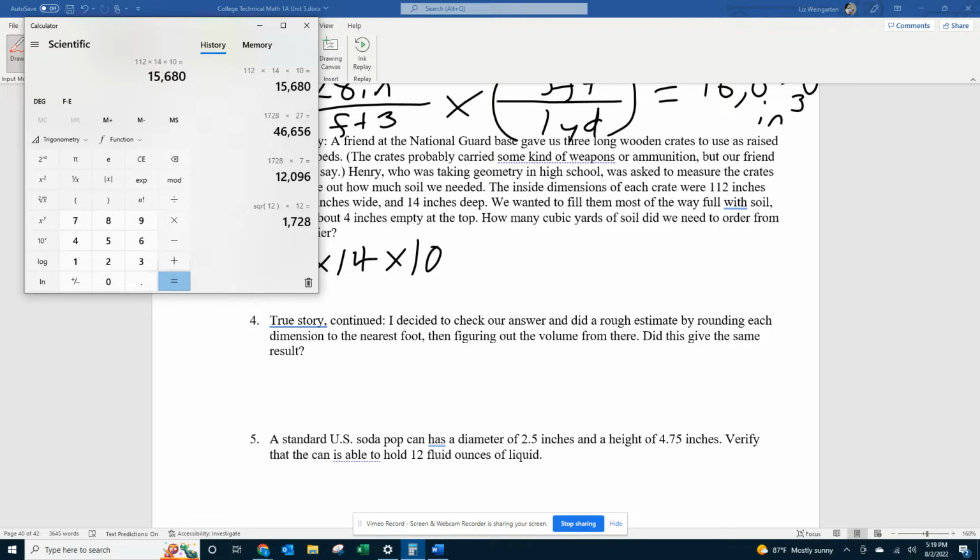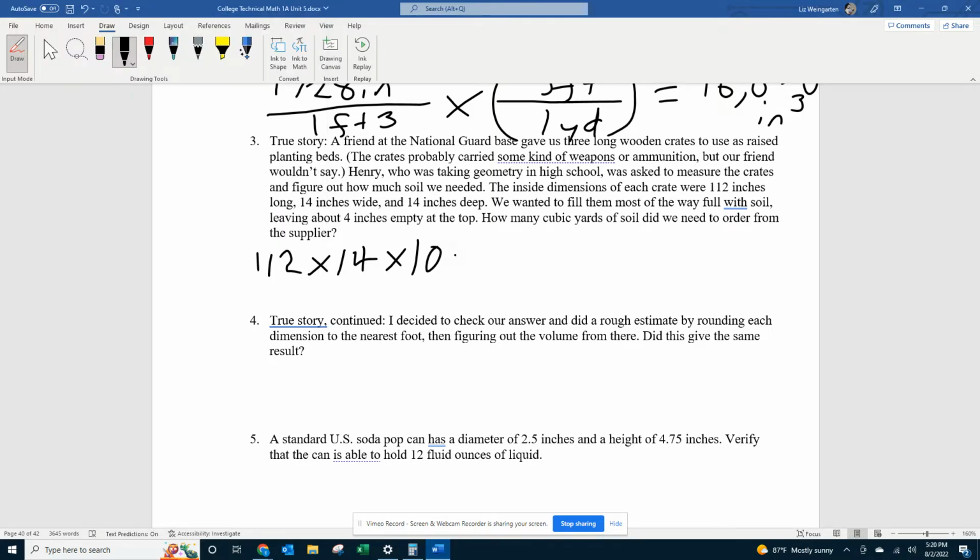But we have 3 crates, so we're going to have to multiply this whole thing by 3. Let's enter that again. Sometimes the calculators can be kind of funky after you hit enter. Times 10 times 3. So our total is going to be 47,040. So again, that times 3 comes from the fact that there are 3 crates. So we're going to do times 3 equals 47,040. So that's how many cubic inches of soil we need.